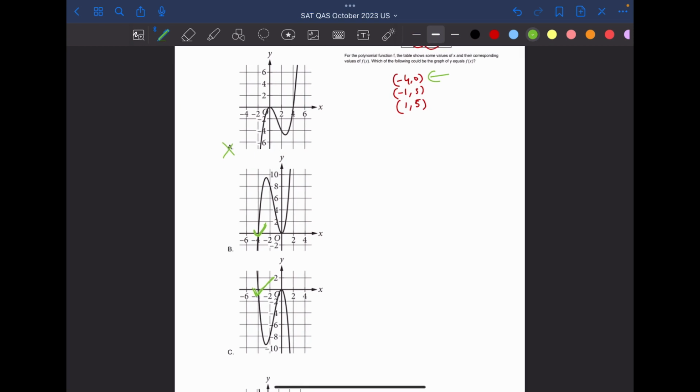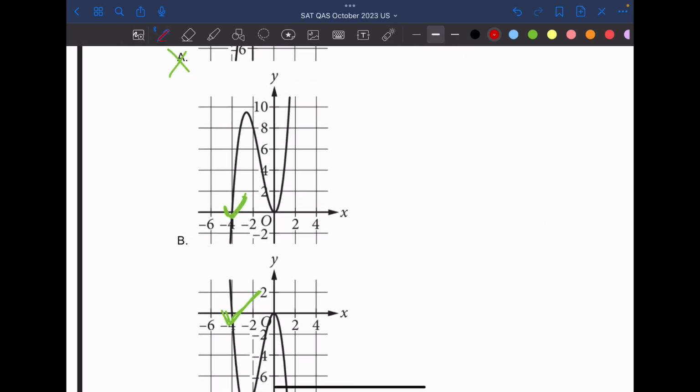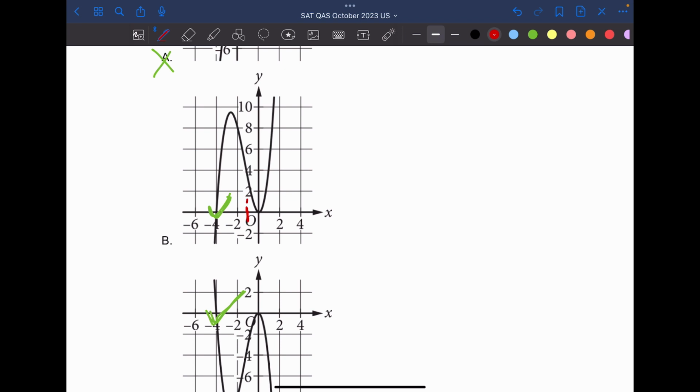Okay, second point, -1, 3. So now we got to look at -1. I'm going to do this in red. Yeah, so -1, 3. At -1, if you look at this closely, it's somewhere between here. Is this at 3? Is this approximately 3? Yes. So I'm going to check this as well.